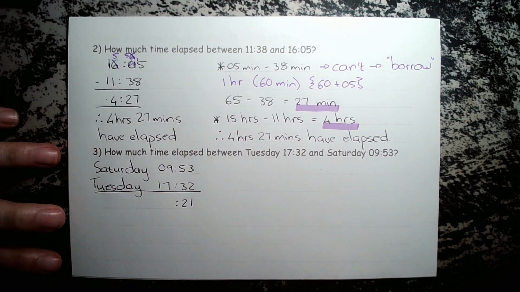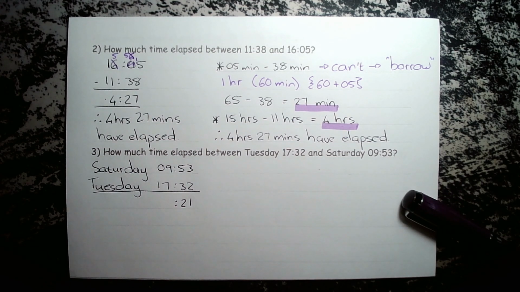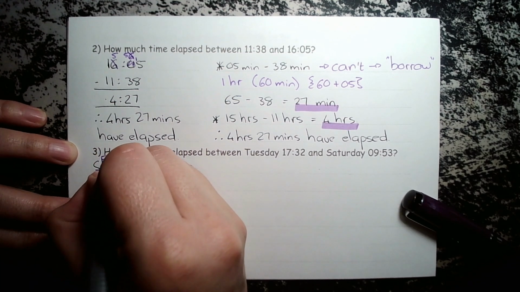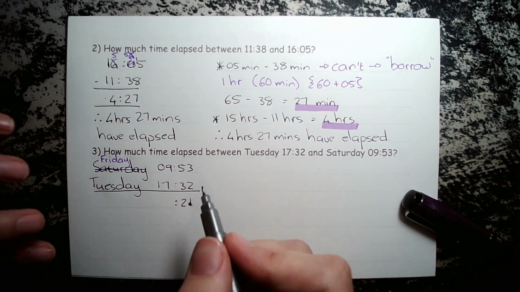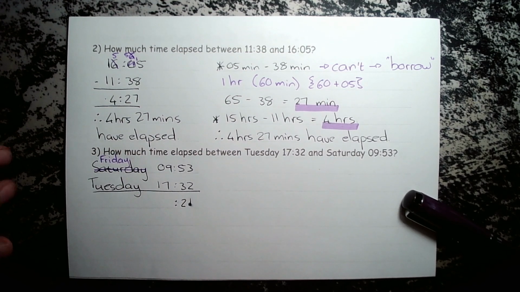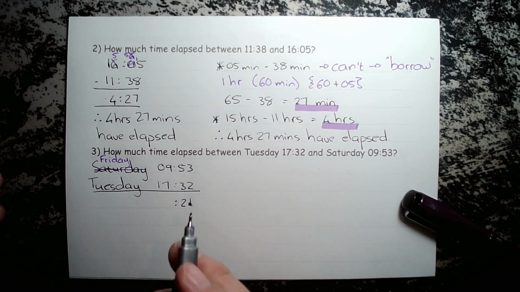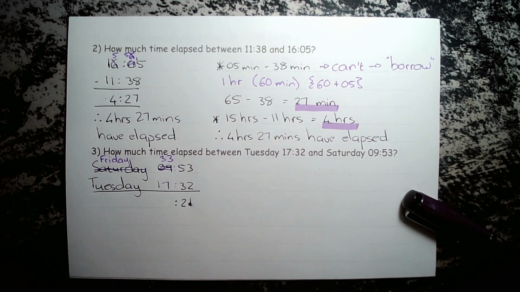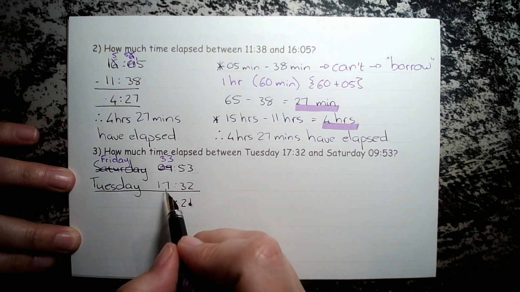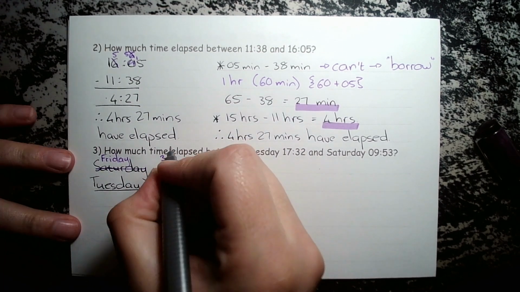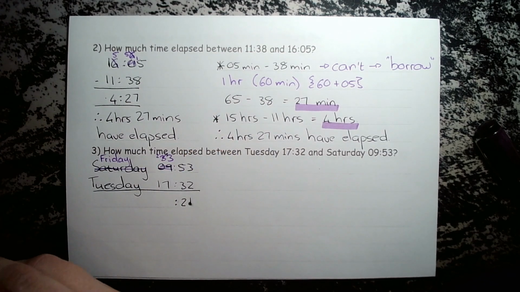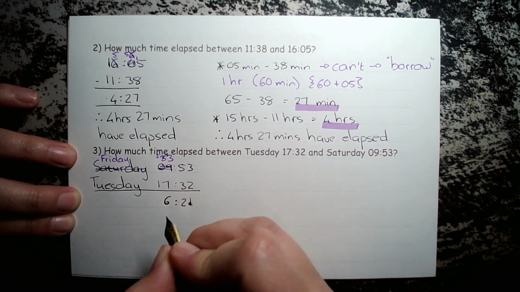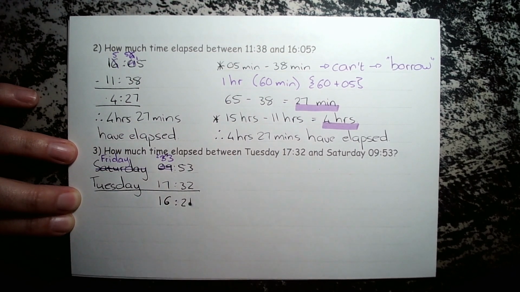9 minus 17, I can't do that. So we will need to borrow a day. So if we borrow a day, the Saturday becomes Friday. And now we need to remember that a day is 24 hours. So 24 and 9 gives us 33. So 3 minus 7, we cannot. We will need to go and borrow further. 13 minus 7, we can do that. That gives us 6. 2 minus 1 leaves us 1.